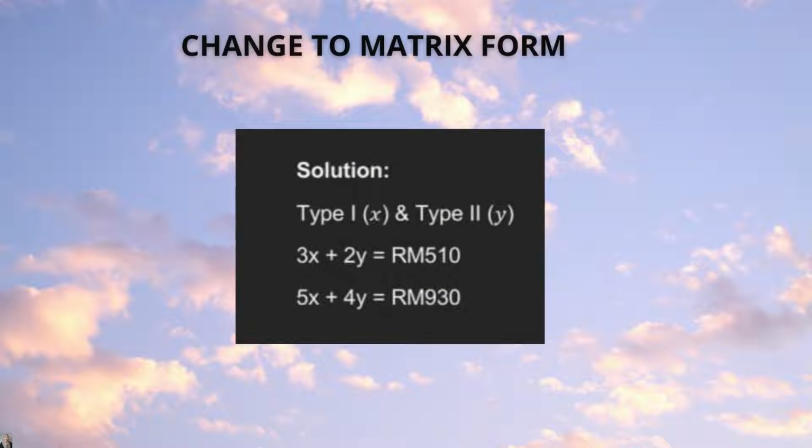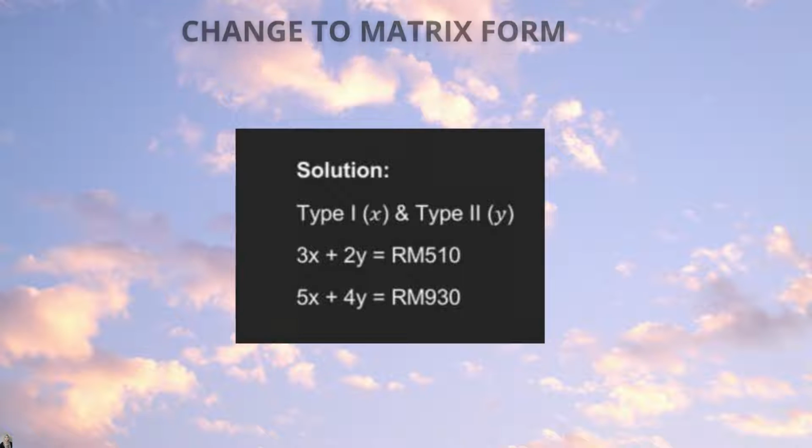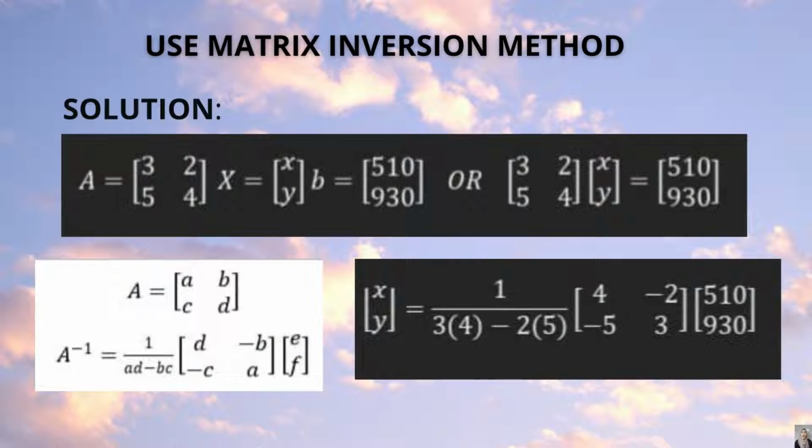I will explain how to calculate the value of x and y for the following system of linear equations. The equations are 3x plus 2y equal Rn 510, then 5x plus 4y equal Rn 930. Then we need to arrange in the matrix form AX equal B to find the determinant, by using the formula AD minus BC, which is 3 multiply 4 minus 2 multiply 5.